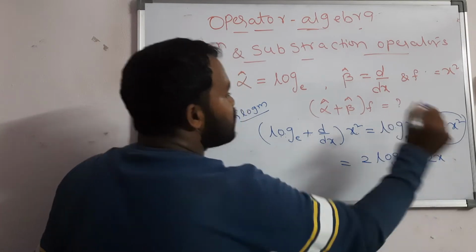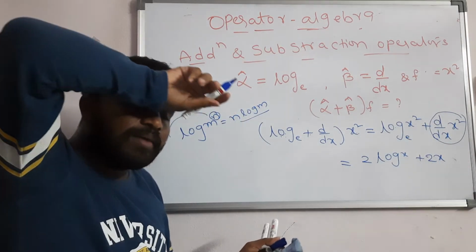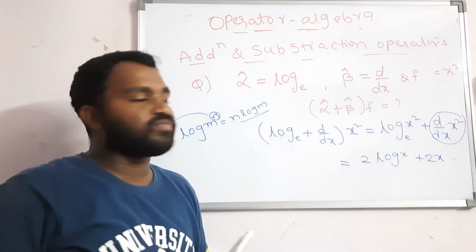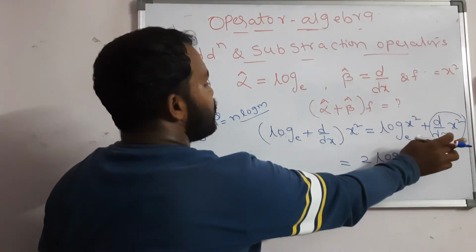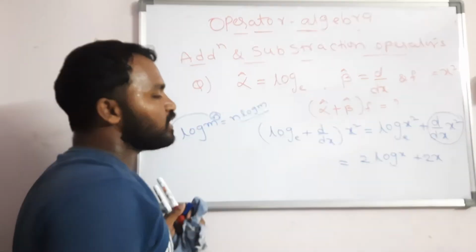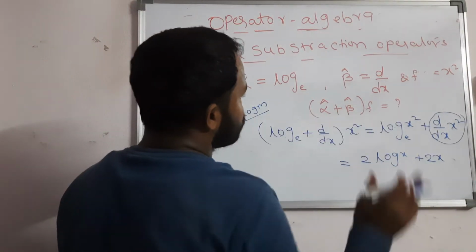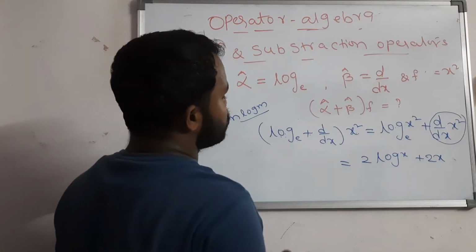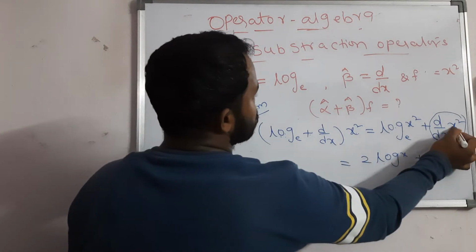d by dx of x square is 2x. I will tell you the general formulas for differentiation and integration. d by dx of x cube is 3x square. So d by dx of x square is 2x.